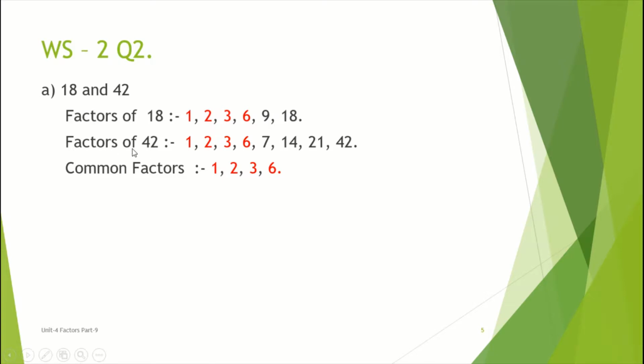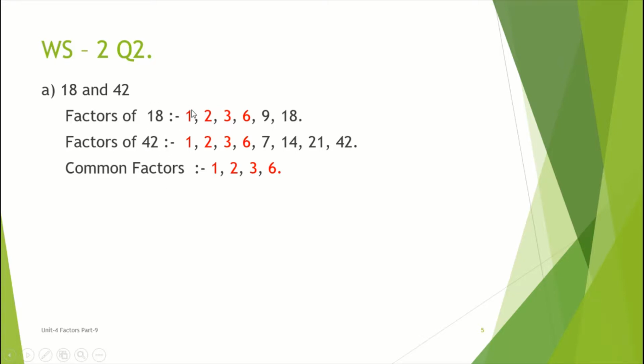Now we'll find factors of 42. So what are the factors of 42? We have over here 1, 2, 3, 6, 7, 14, 21 and 42. These are the factors of 42. Now we'll find common factors. Common factors means the numbers that are present in factors of 18 and in factors of 42. Those numbers are known as common factors.